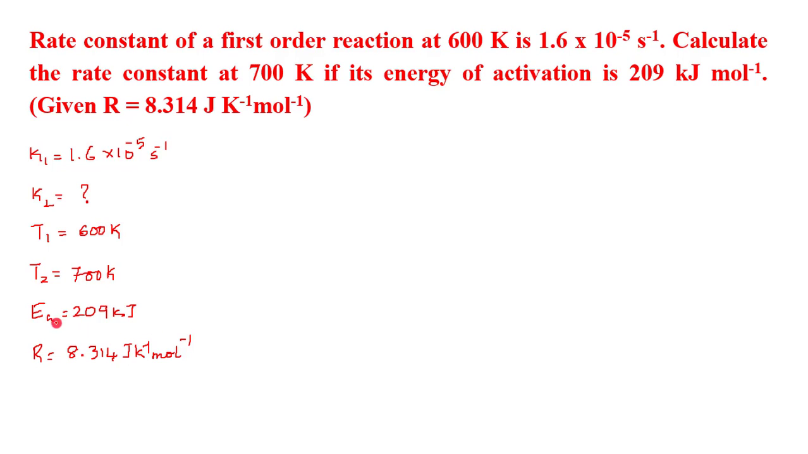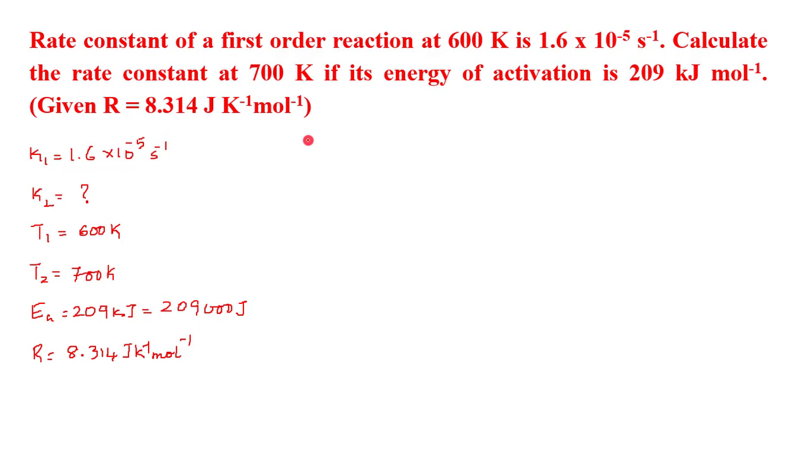Now EA value is given in kilojoule. It has to be converted into joule, as the R value is taken in joule. Any of these should be converted to the same units. So we will change the activation energy value into joules. We can write it as 209,000 joule. So this will be the value of EA.